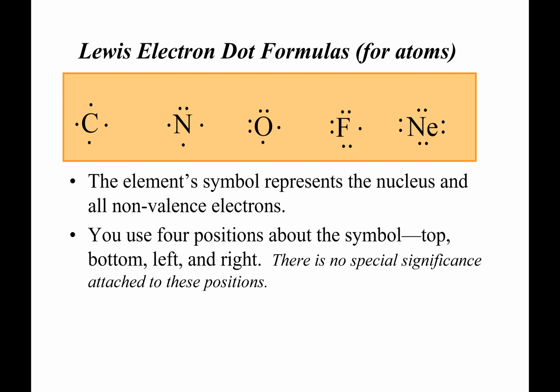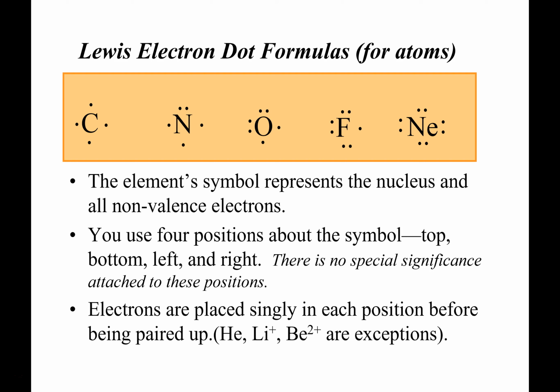So whenever we talk about Lewis dot formulas of atoms or Lewis dot structures of molecules and polyatomic ions, the whole north, south, east, west has no significance, none at all. The top, bottom, left, right does not. No special significance.